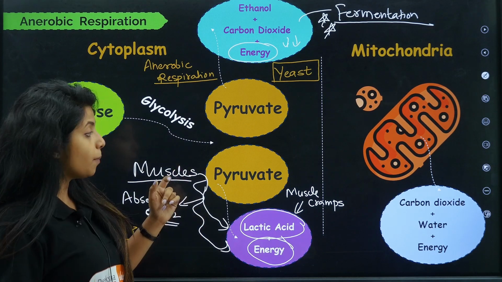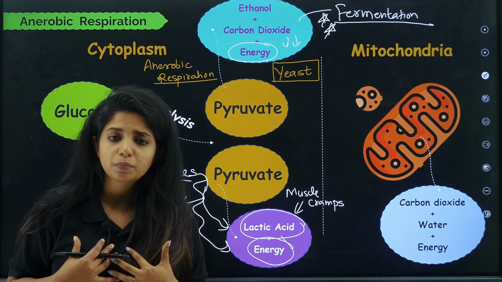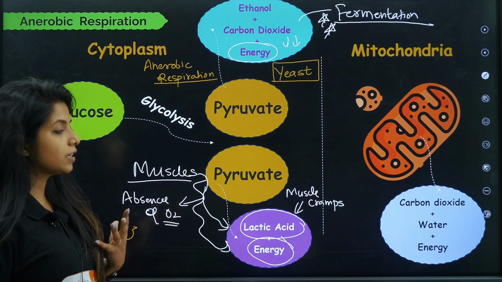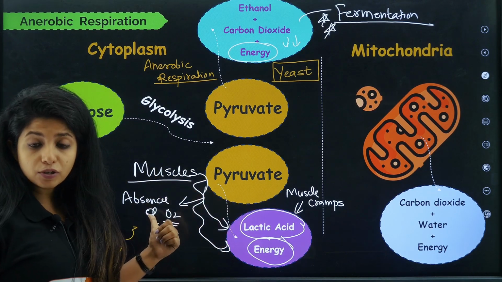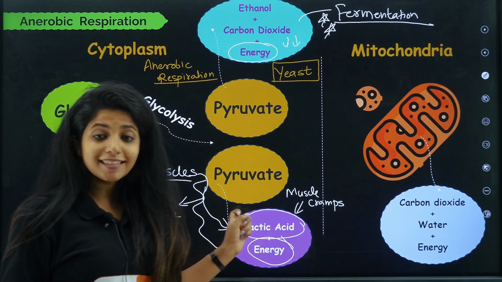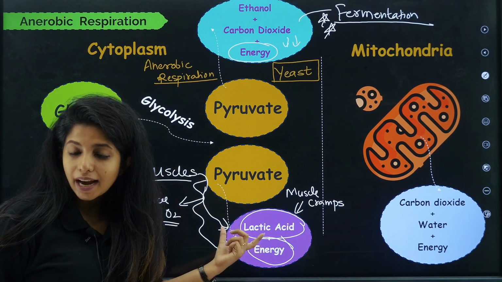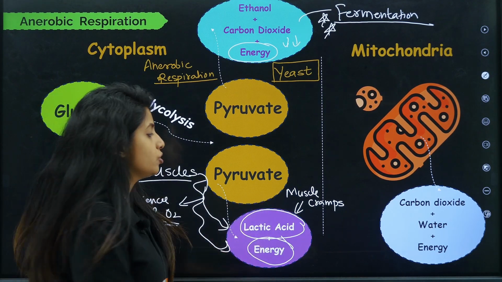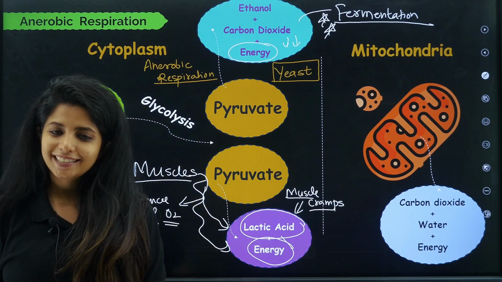Now going ahead, talking about the next thing that happens in the case of human beings. In our muscle cells, what is happening? The pyruvate, when there is an absence of oxygen, is getting converted to lactic acid and energy. And when this lactic acid gets accumulated, you get what, children? You get muscle cramps. Done?